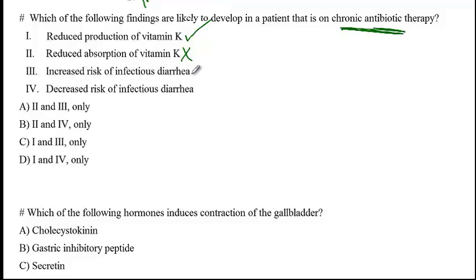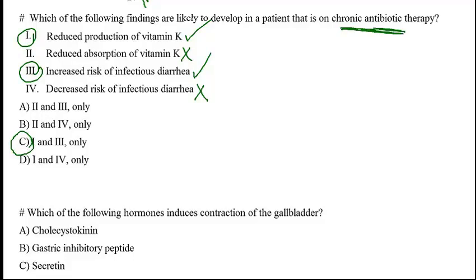It increases risk of infectious diarrhea. We discussed this. Yes, that's correct, because once the normal bacterial flora are dead, now the opportunistic bacteria can take over and cause infection and diarrhea. It decreases risk of infectious diarrhea. Nope, that's incorrect. So 1 and 3 are correct here, and it would be choice C.